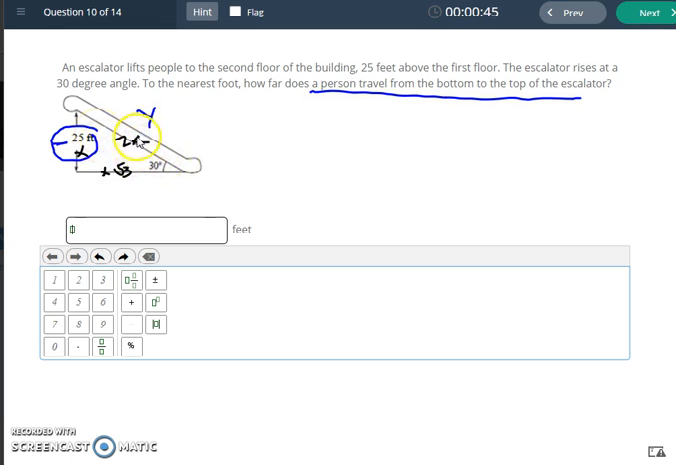So I can replace this x from the 2x with 25. And that's going to be my y value. So y is equal to 50.